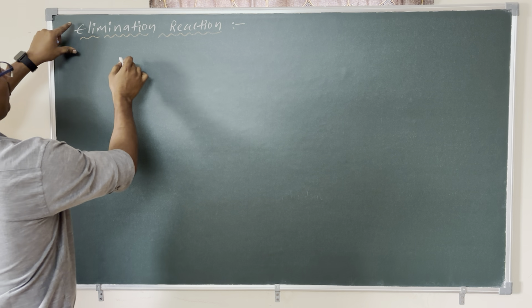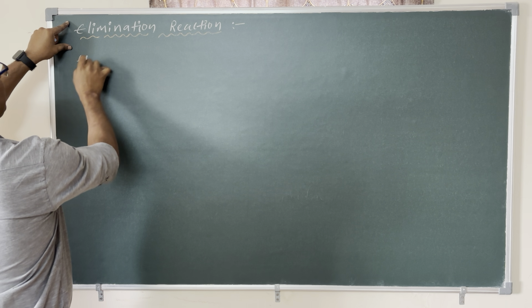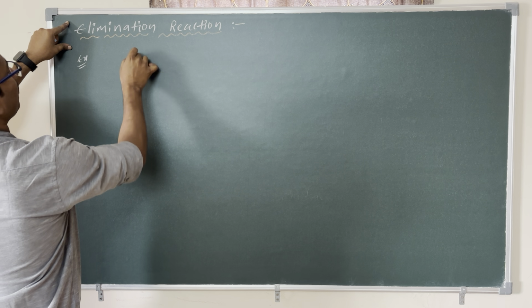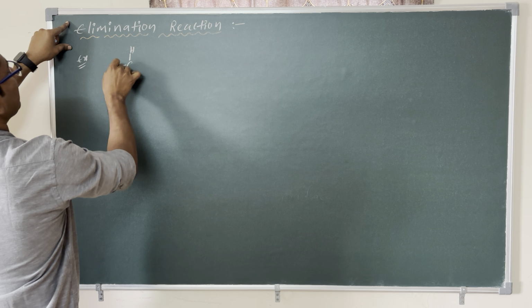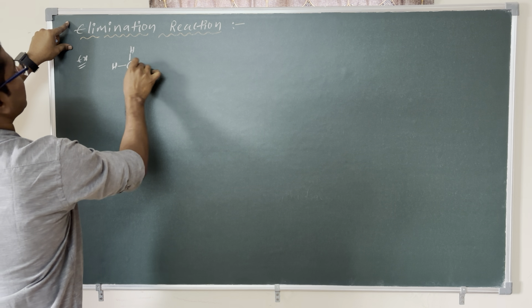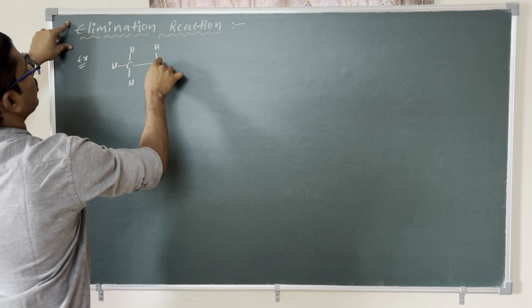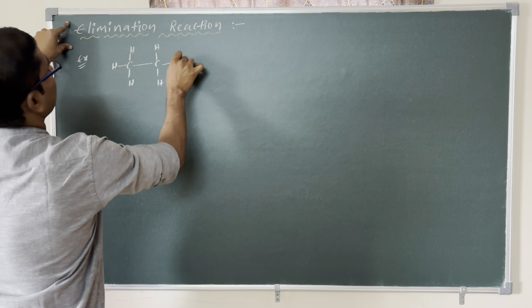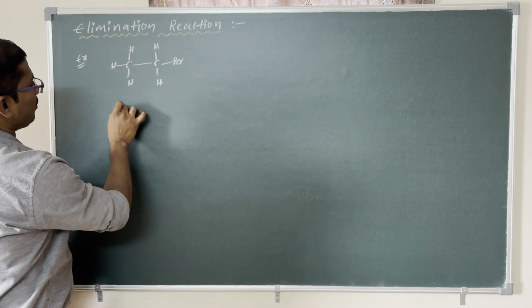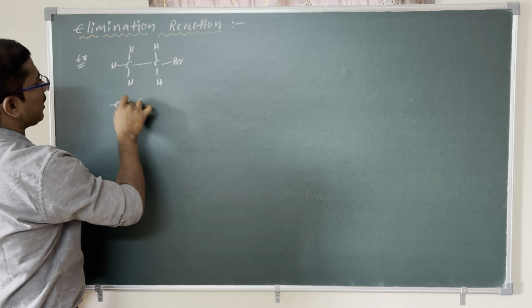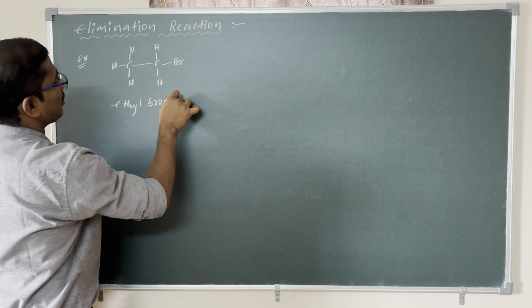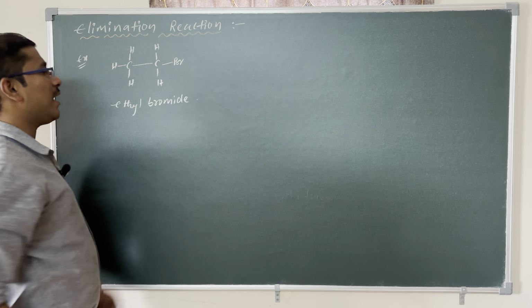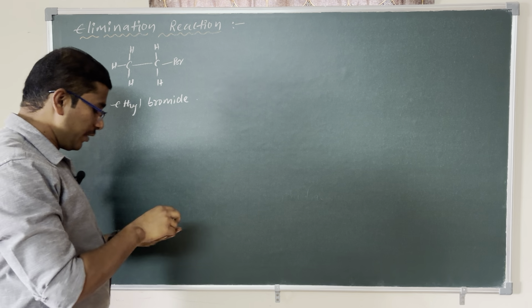See, I am going to take an example here. The example I am going to take is ethyl bromide. The molecular formula is CH3 CH2 Br. The name of this compound is ethyl bromide, or bromoethane is the IUPAC name you have to take here.